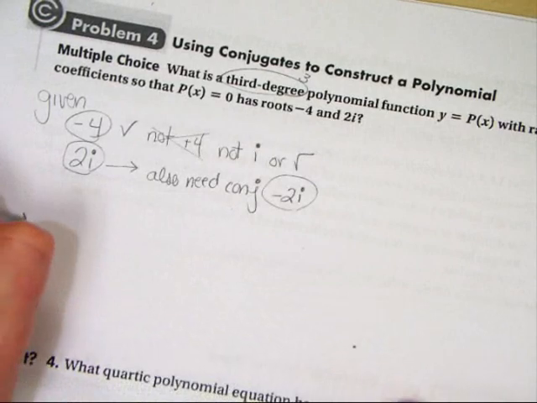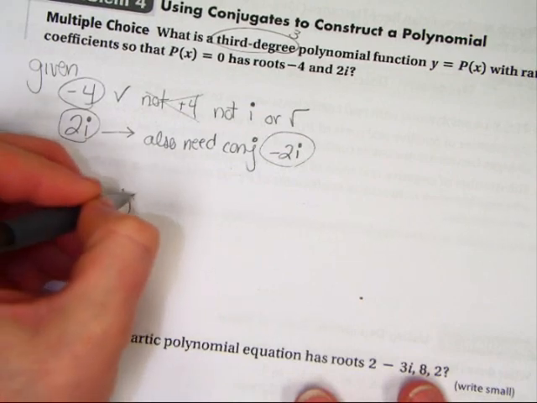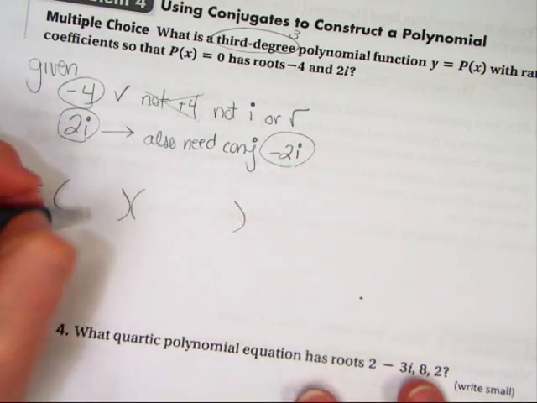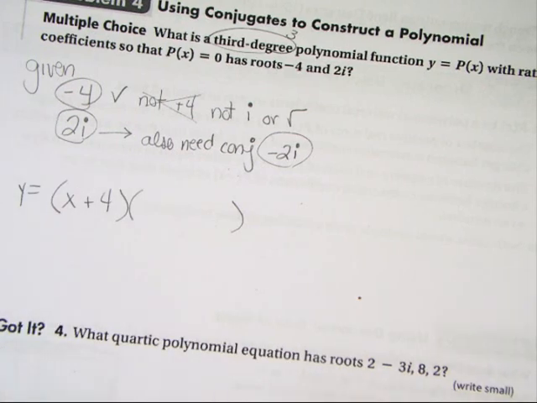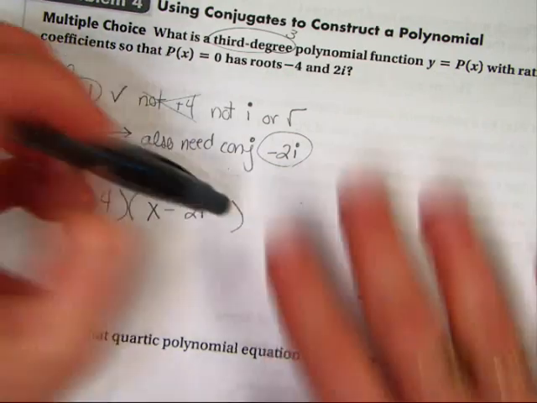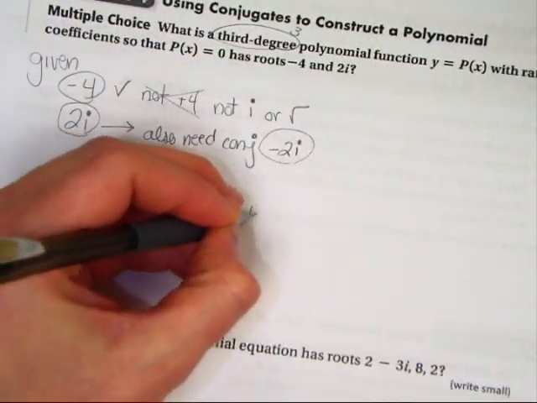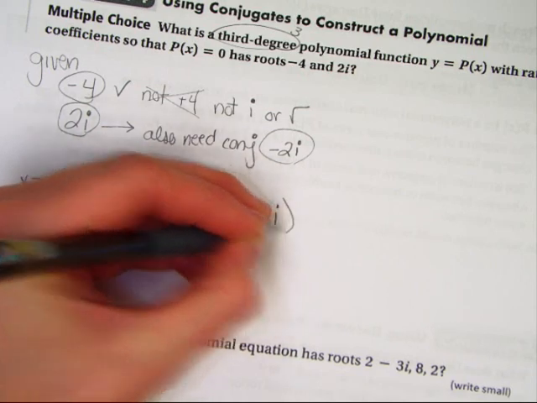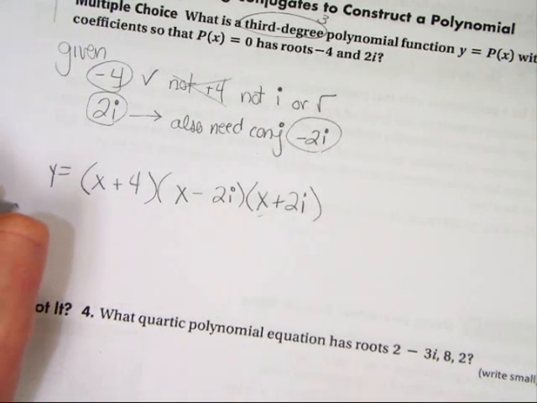So what we'll do is we'll write y equals just like we did in, I think it was section 5-2. We get 3 parentheses. We do x plus 4 because one of our answers was a negative 4. We do x minus 2i because one of our answers was a negative 2i. And we do x plus 2i because our third answer was a 2i. Alright? Now what we need to do is multiply them together.